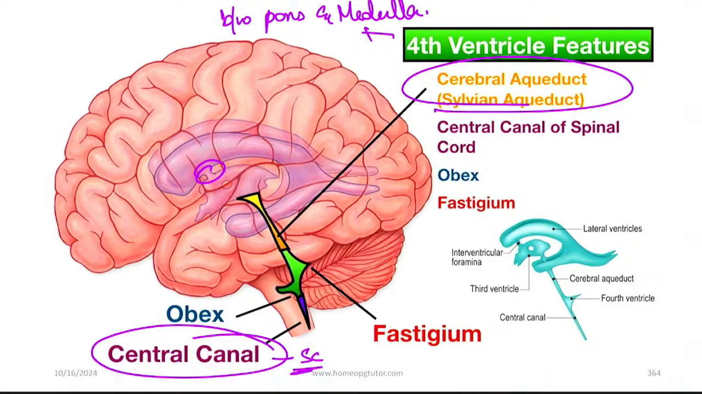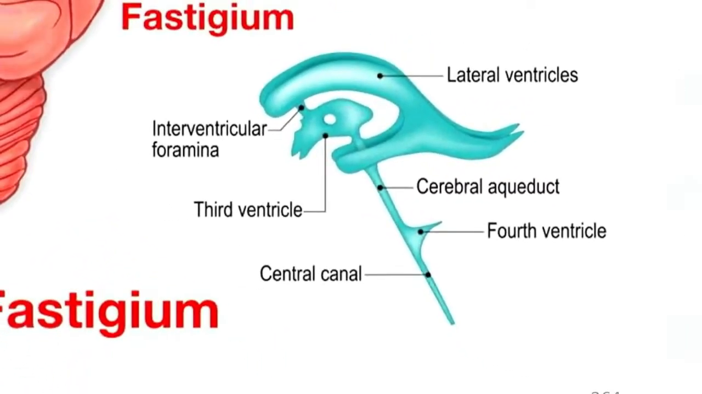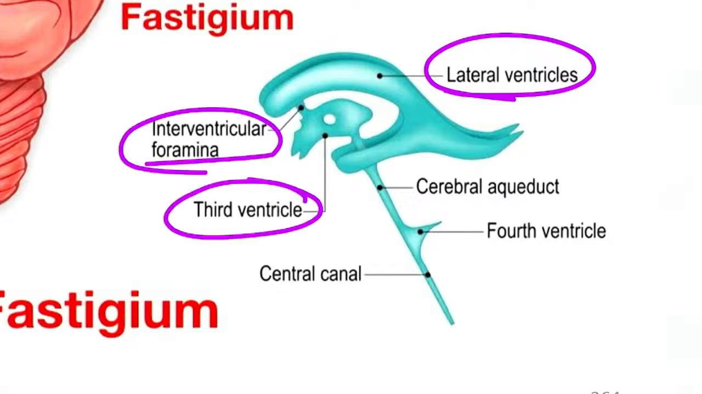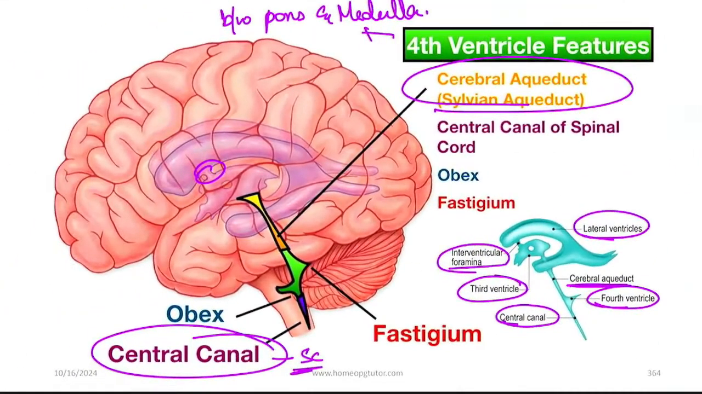Fine. If you see over here, this is the figure. Remember, there is the lateral ventricle connecting to the third ventricle via the interventricular foramen. The third ventricle is connecting to the fourth ventricle via the cerebral aqueduct, and finally it drains into the central canal. And one more thing you would remember is about two more foramens, which are the foramen of Luschka and foramen of Magendie.